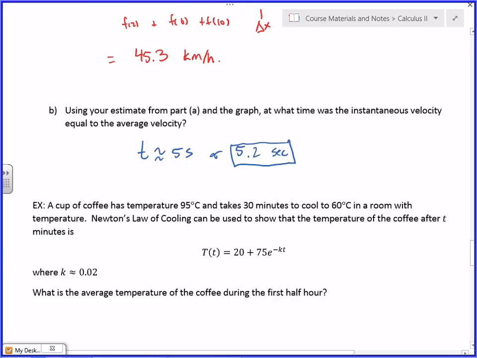Now, one of the things we're doing right now in differential equations is solving for this equation. We learn how to take a differential equation and solve it so that we get the actual curve of what the temperature does in a room. We don't need to do that in here. I'm going to give you the function, and I give you this k value that goes into the function. The question is, what's the average temperature of that coffee over that 30 minutes?